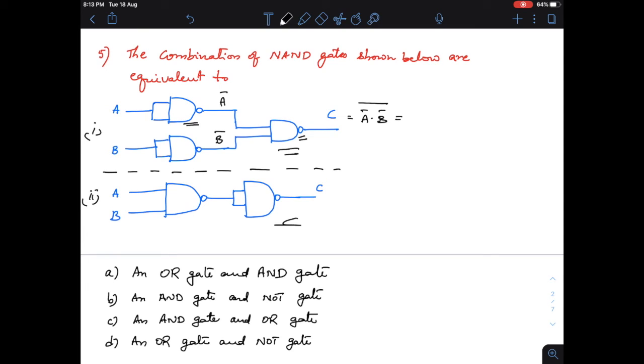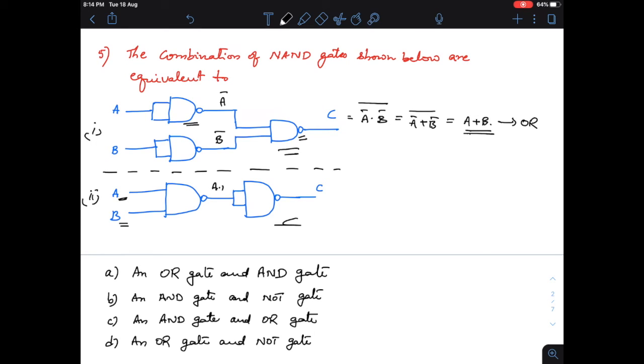Now from De Morgan's law, you can write this as A bar bar plus B bar bar. Now that must be equal to A plus B. So now when the output is A plus B, it corresponds to an OR gate. Now in this one, A is the input, B is the input, so it is a NAND gate.